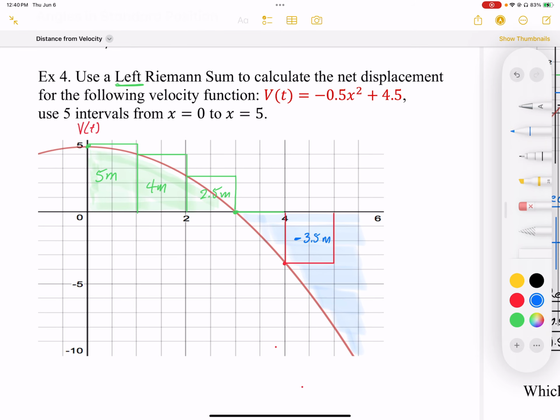So when we talk about displacement, we need to count the negative going backwards against the positive going forwards. So the net displacement, or the change in d, is going to be equal to plus 5, plus 4, plus 2.5, and then minus 3.5. And so our net displacement works out to be positive 8 meters. So we've moved forward 8 meters based on the areas that we've calculated.